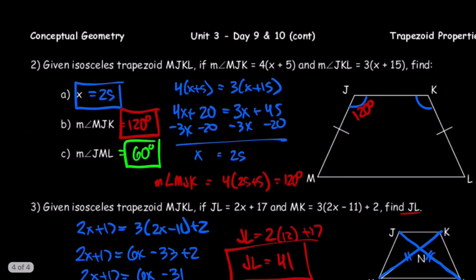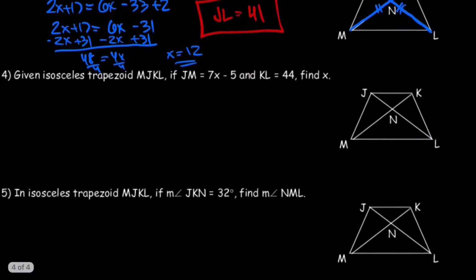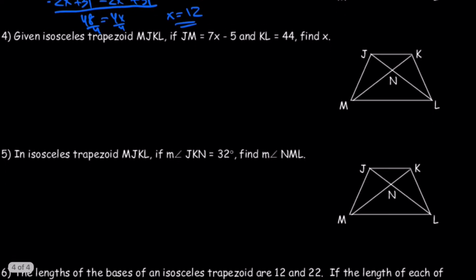Okay, let's finish up our last few examples. Here we go. We left off on example 4. Given isosceles trapezoid MJKL. There's a lot I know. These two sides are congruent. These two angles are congruent. Angles J and K are congruent. And the diagonals are congruent. So they're going to give us one pair of those sides.